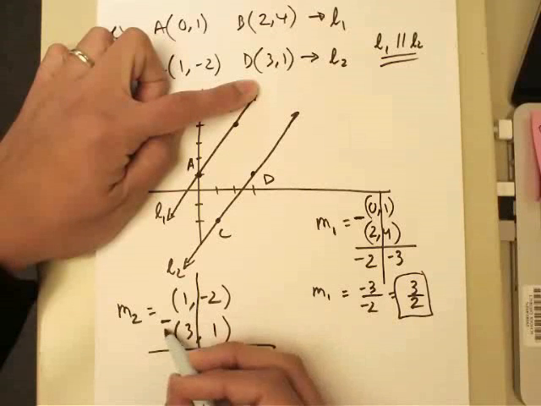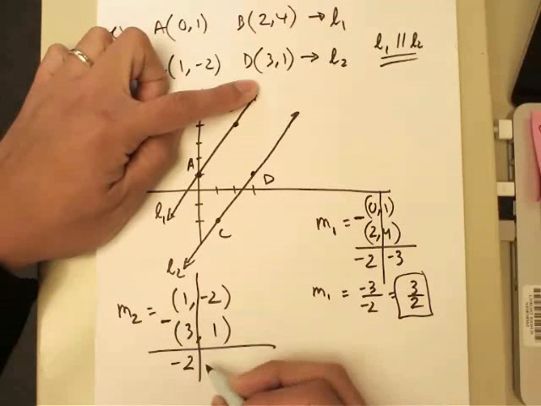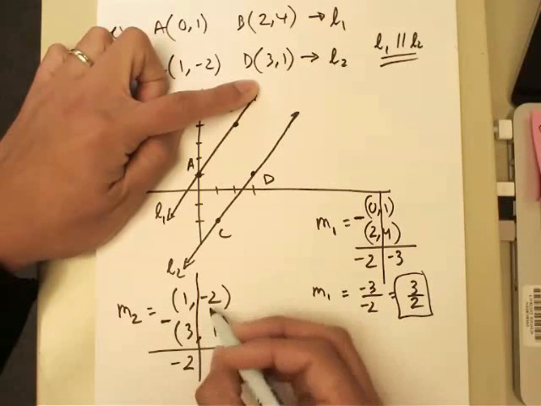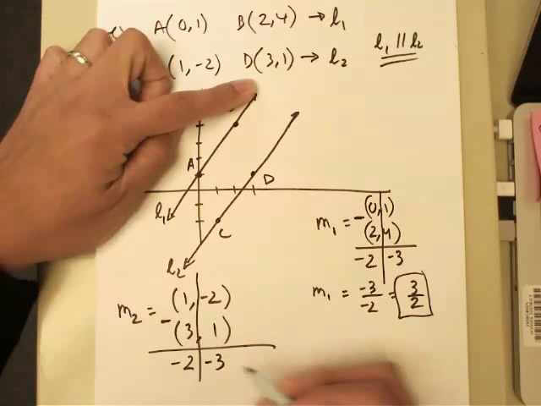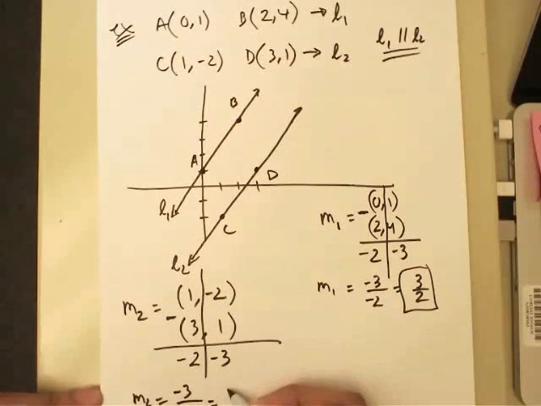1 minus 3, which is -2. -2 minus 1. Don't forget, the minus outside applies to both. -2 minus 1 is -3. And as I write it, rise over run again, you see that it's going to be -3 over -2. So therefore, my answer is 3/2.